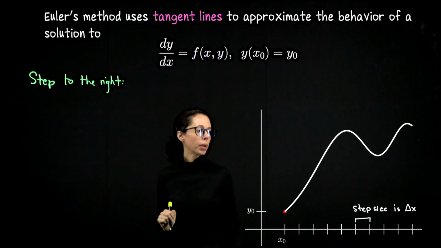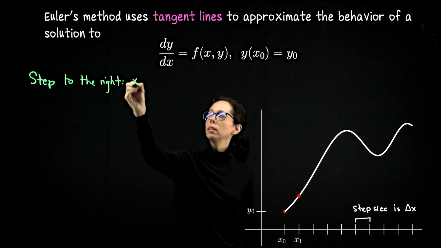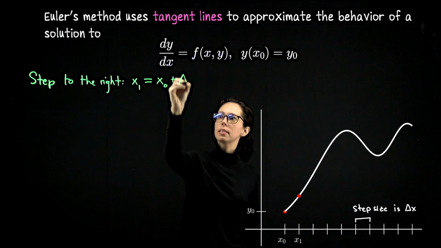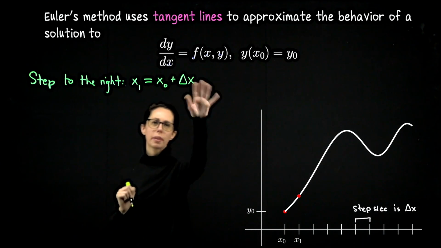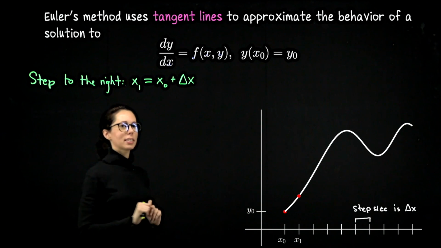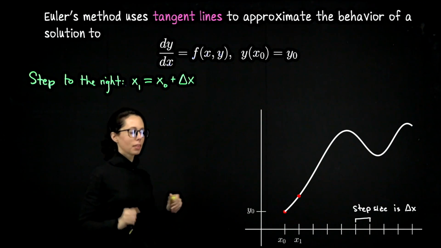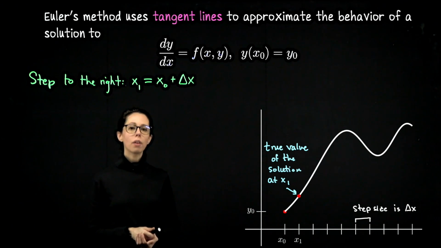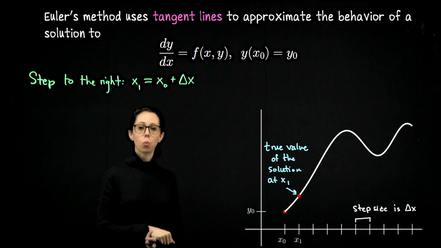We'll call the next point on the x-axis x sub 1, and it's going to be x naught plus the size of our step, which typically will keep constant through the whole process. So every time we step to the right, we'll take a step of size delta x. Okay, I would like to estimate the value of y at this new input x1.